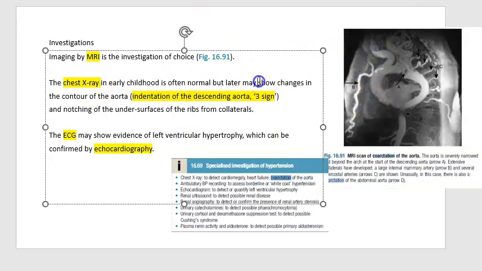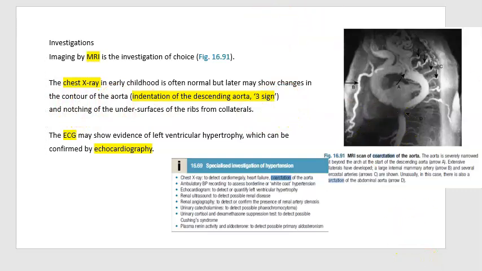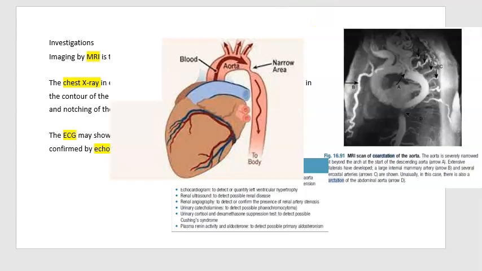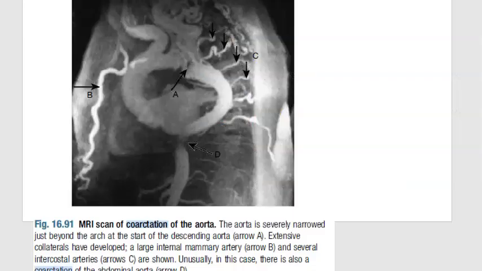Then X-ray also you can do, but later only it will show changes, not in early childhood. They are saying later it may show changes in the contour of the aorta. There will be a 3 sign in the descending aorta. Now let us understand the 3 sign. Wait, where is that 3 sign? Is this the 3 sign? I think the best is MRI.